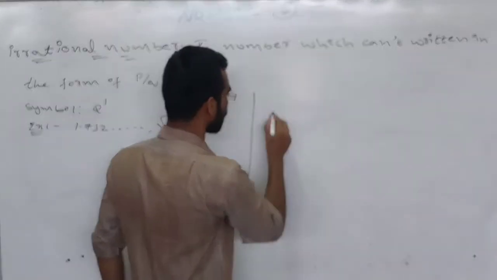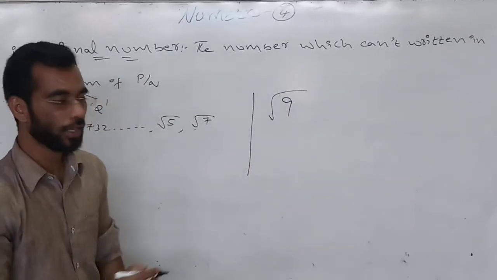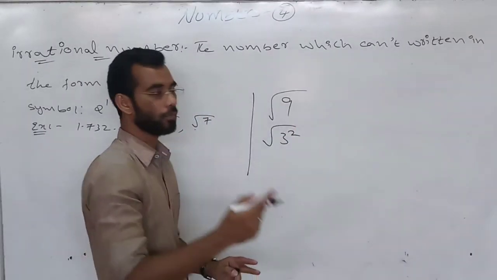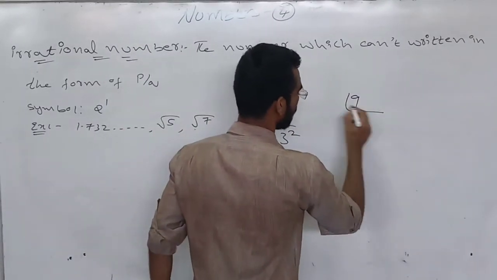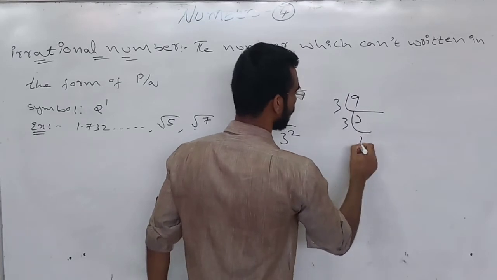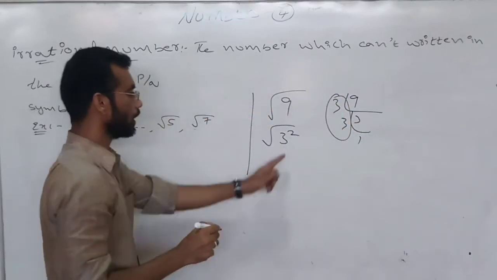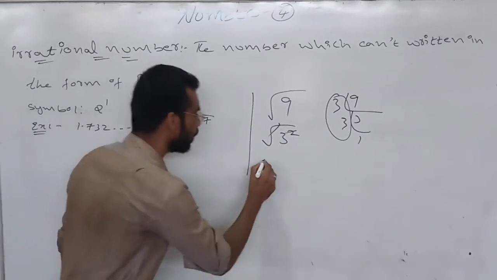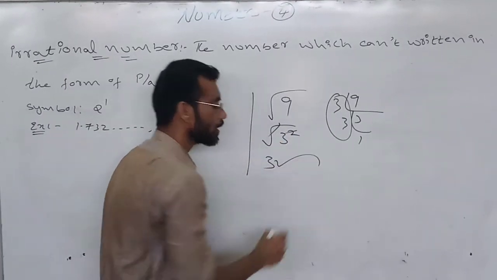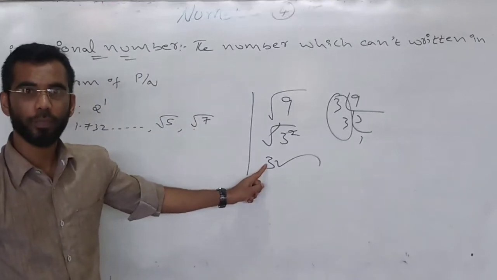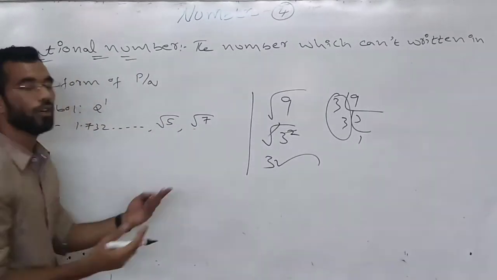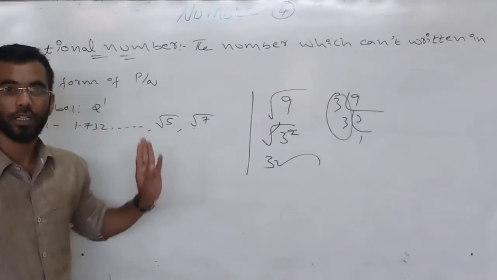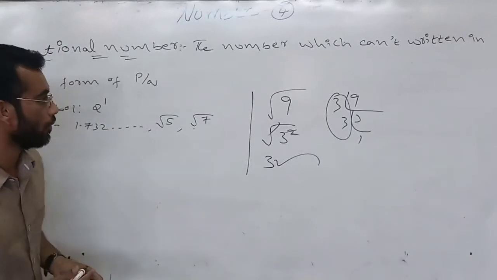For example, if you take root 9, how can we write it? It can be written as 3 square. Taking the factors of 9, 3 times 3 is 9, and 3 ones are 3. It is taken 2 times, so it will be 3 power 2. The square and the root cancel. What is remaining? 3. It is a rational number, as it can be written in the form of p by q. But for root 7 we cannot take it out, we cannot cancel the root. So it is not a rational number, it is an irrational number. Okay.